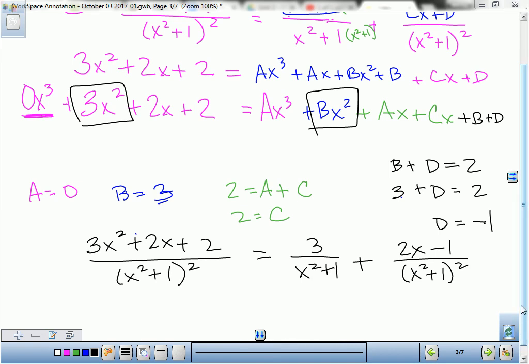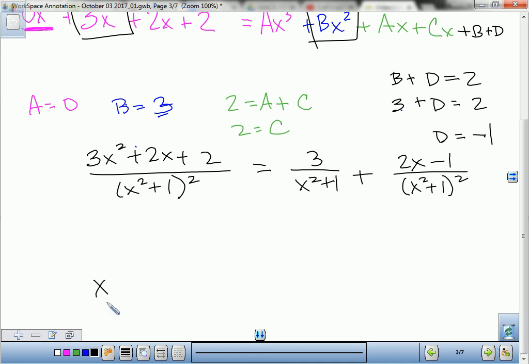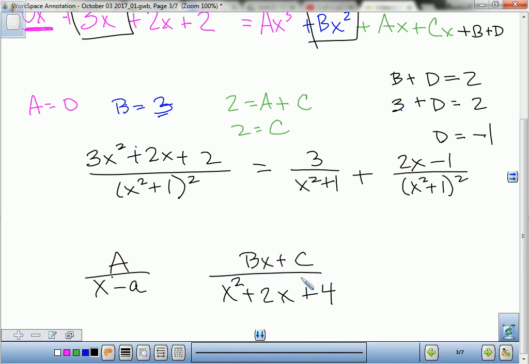Okay, yes. When would you have it where it's just a? Like, what would the denominator look like for just a and then bx plus c? Okay, so if your denominator is a linear first power, x minus a, then we could just have an a. If your denominator is an irreducible quadratic, x squared plus something, that's when you need this. So if you have a quadratic that doesn't factor, that's when you need it. Okay?